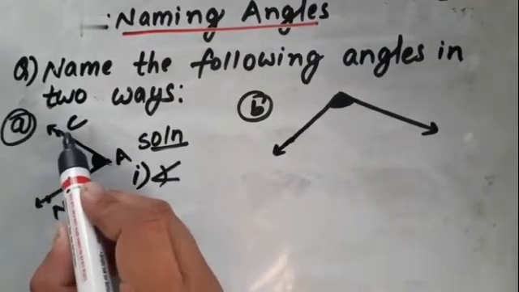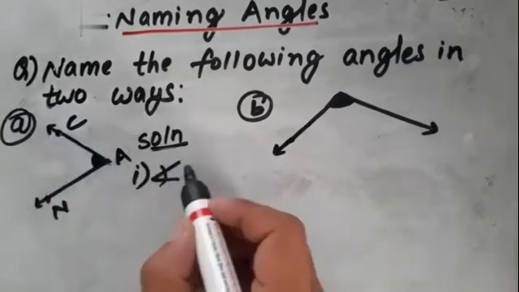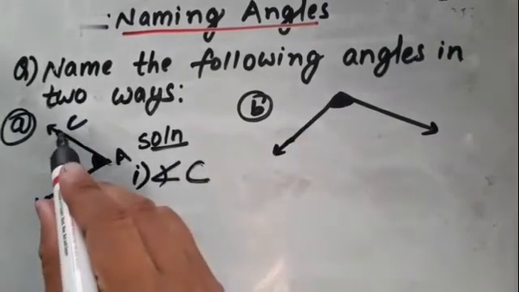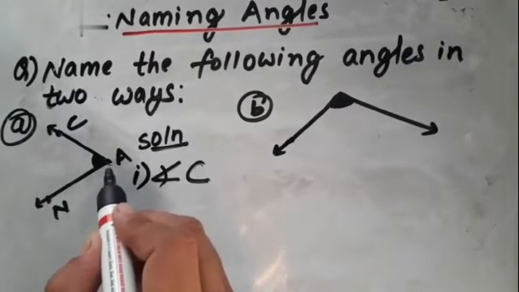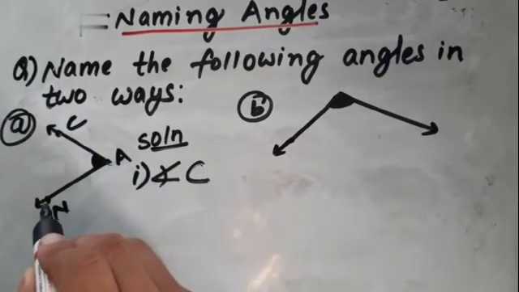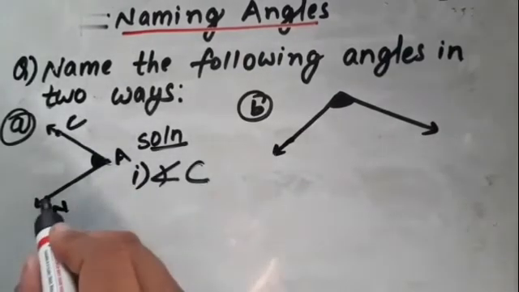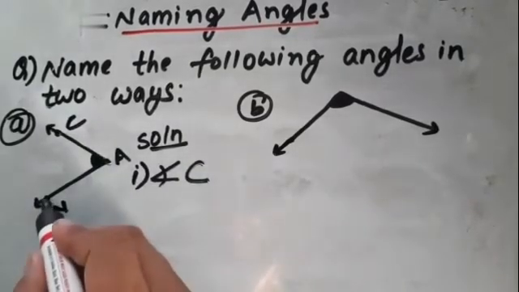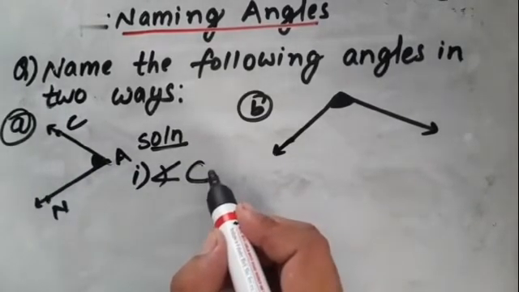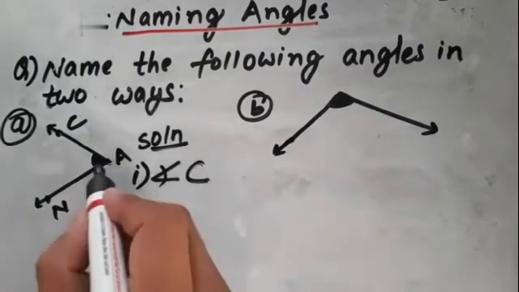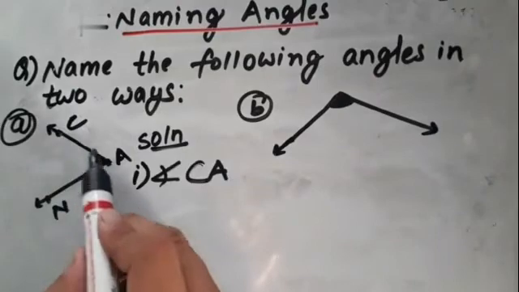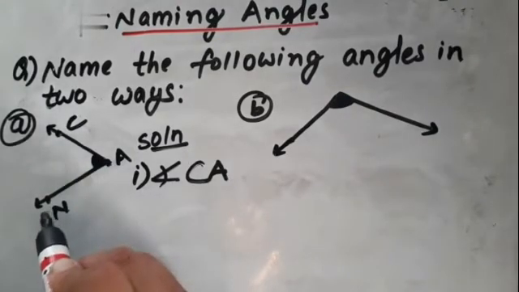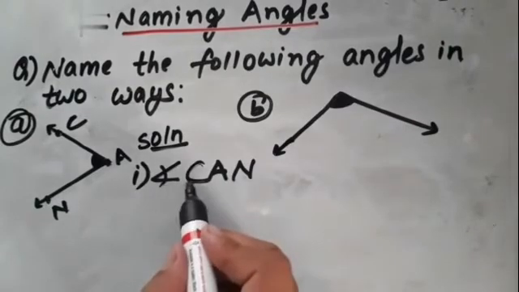So writing C first, angle C. Now in the middle you must write A, as A is the vertex. You are not supposed to write N here, because if you write N in the middle it will be wrong. So always in the middle there will be the vertex. Here our vertex is A, so we will write A. Angle CA. Now at last N. Angle CAN.